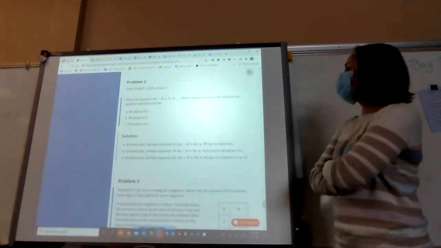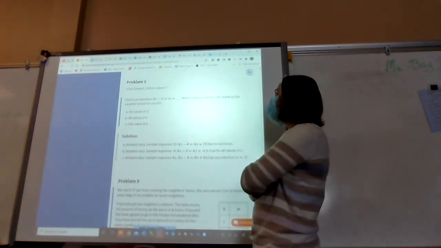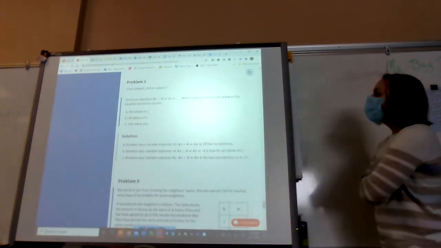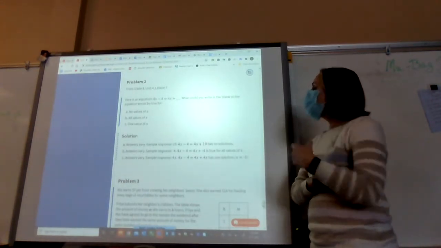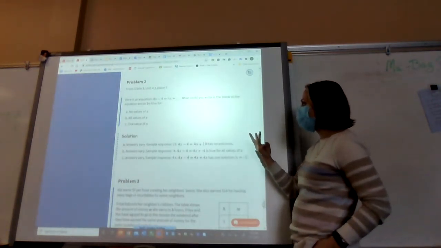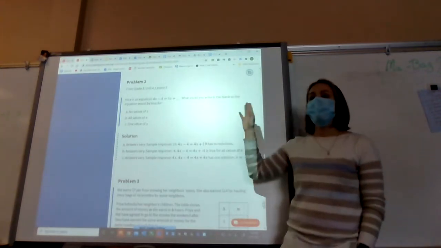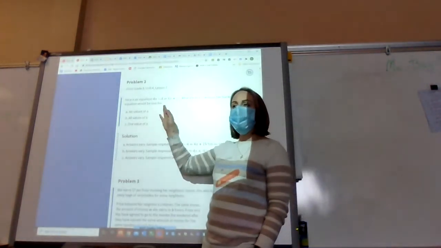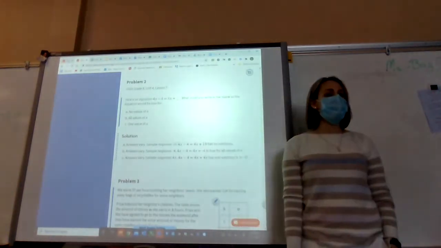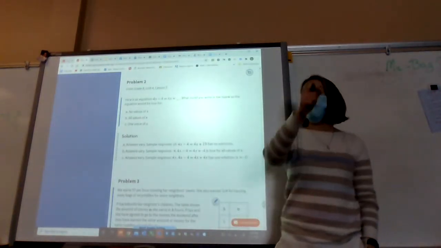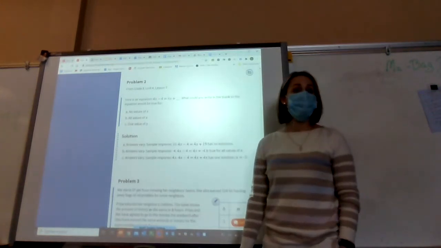Here's an equation, 4x minus 4 equals 4x plus something. What could you write in the blank so that the equation would be true for no values, all values, or one value? So if we wanted it to be true for no values, there's nothing you could put in for x. What could you put there? 0, negative 13. What else?